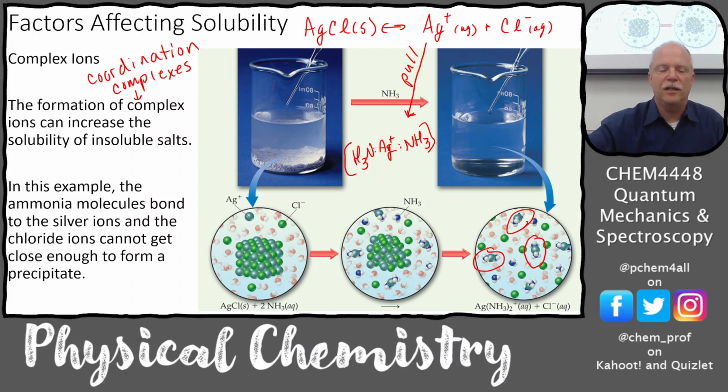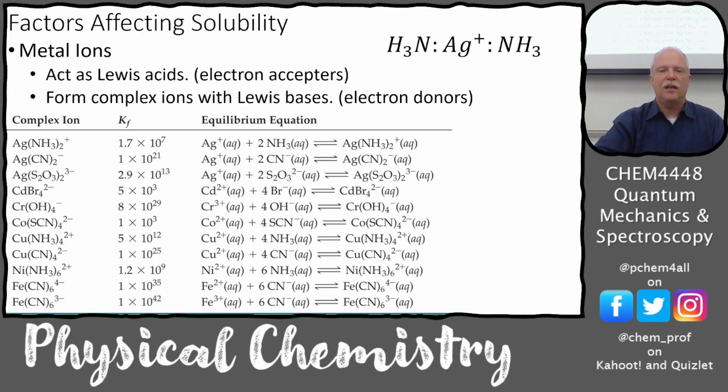And so this is a factor that affects solubility. And it's not pH related. There'll be some pH in here because ammonia is a weak base, but it's really these complex ions. And so this is an acid-base reaction, but it's a different kind of acid-base. It's a Lewis acid. So a Lewis acid is an electron acceptor. And so in this case, the silver is acting like a Lewis acid. It's accepting those electrons, and the complex ions are Lewis bases, the electron donors. So the ammonia is donating those electrons to the silver.